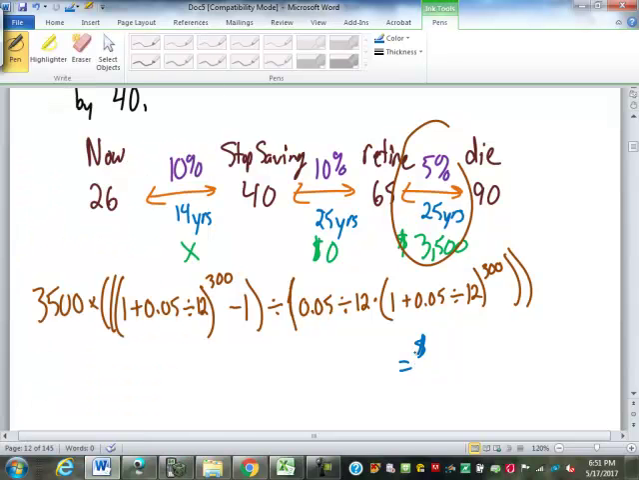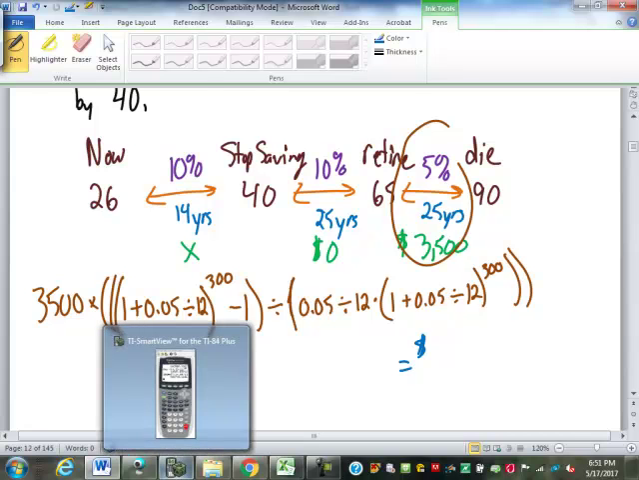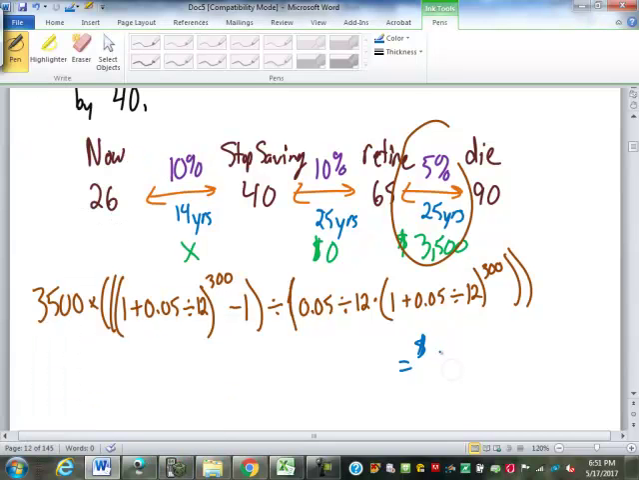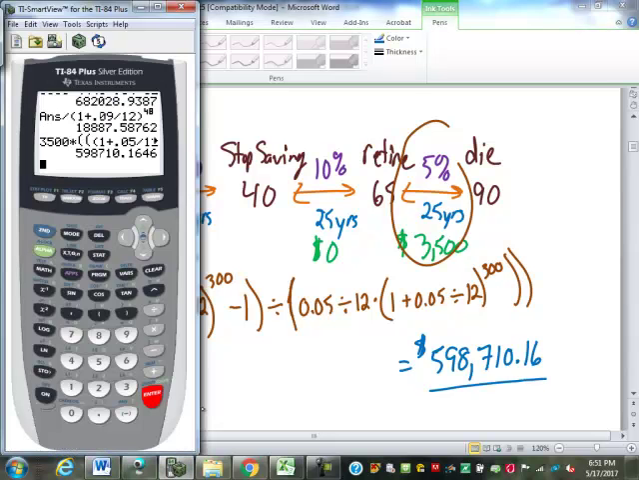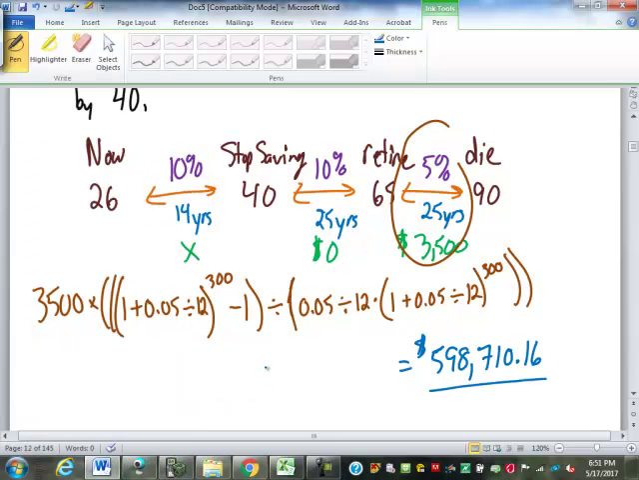What did we get? Works for me. That's what I got. Any questions on that part? So that's just our pure liquidation phase of an annuity. Retirement, just like we've done so far. But here's the twist.